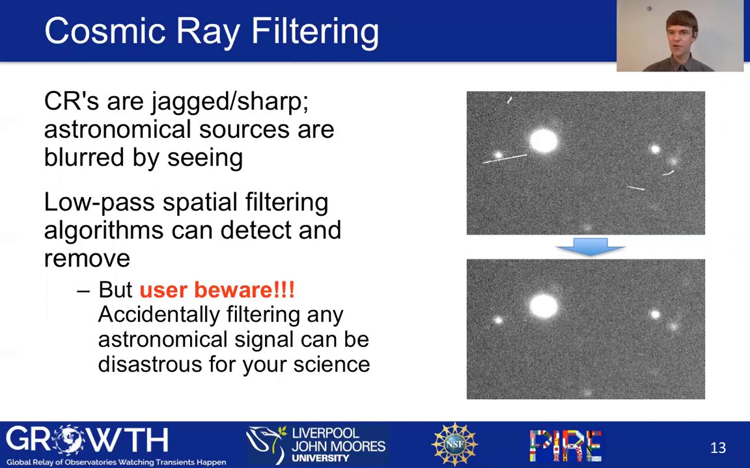One should always be very careful when doing this, because these algorithms do not always solely remove the cosmic ray fluxes, but can actually remove real astronomical signal if you are not careful, and seeing conditions are different compared to what you might have expected. So always be careful when running these sorts of algorithms and visually check that the results are reasonable.